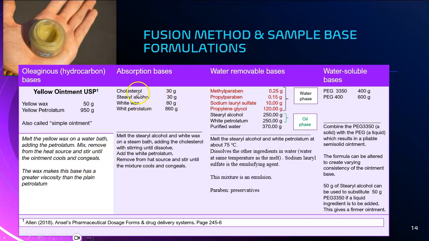Now, let's look at this one. Cholesterol, stearyl alcohol, white wax, and white petrolatum. You melt the stearyl alcohol and the white wax on the steam bath. Then you add the cholesterol and stir it until it dissolves in the oil phase because it's compatible with the oil phase. Then now you add the white petrolatum last and you remove it from the heat source.